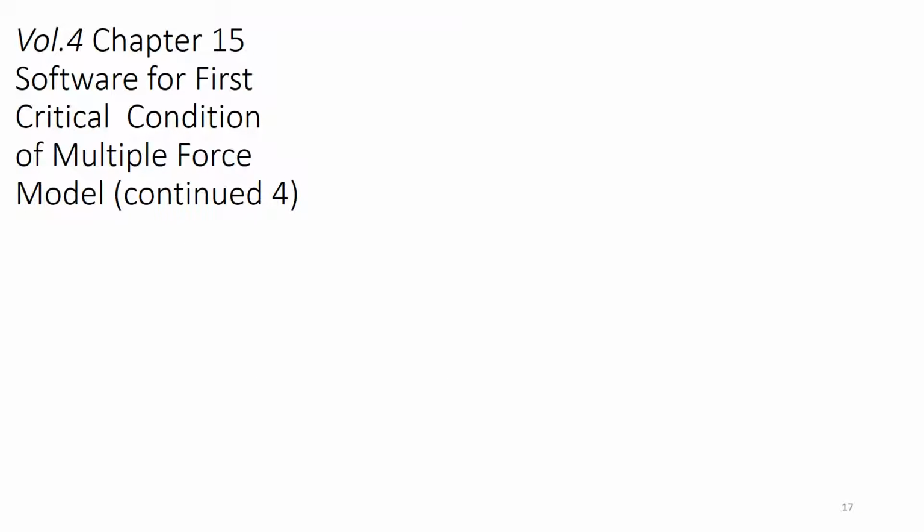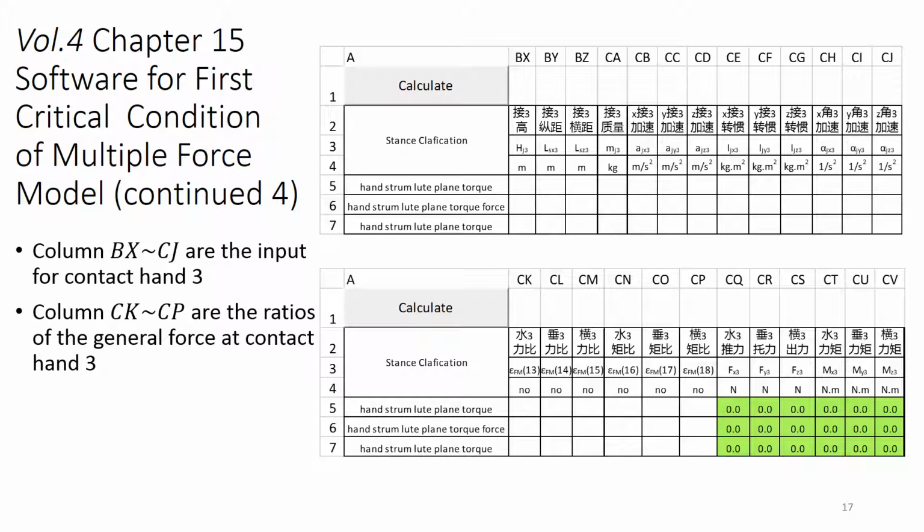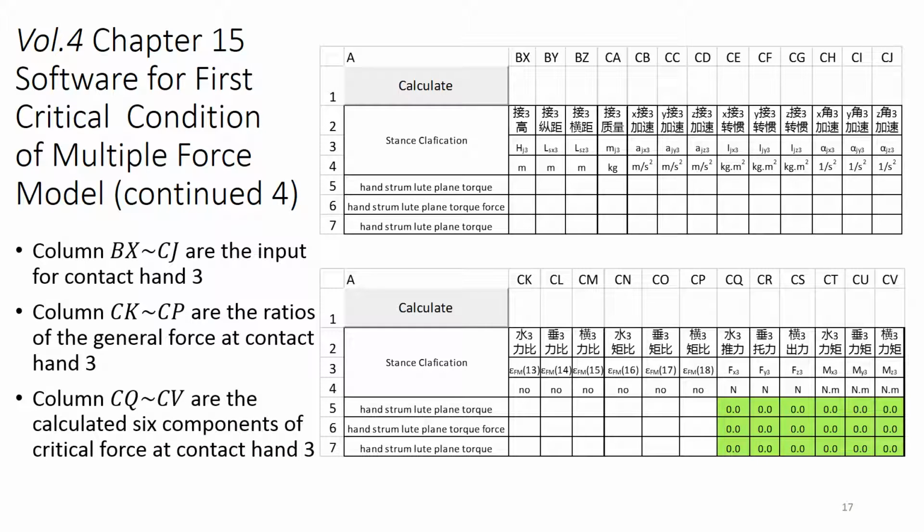Chapter 15. Software for first critical condition of multiple force model, continued 4. Column BX to CJ are the input for contact hand 3. Column CK to CP are the ratios of the general force at contact hand 3. Column CQ to CV are the calculated 6 components of critical force at contact hand 3.